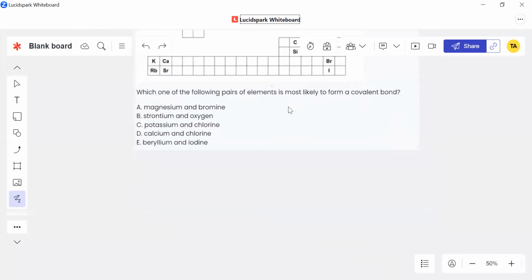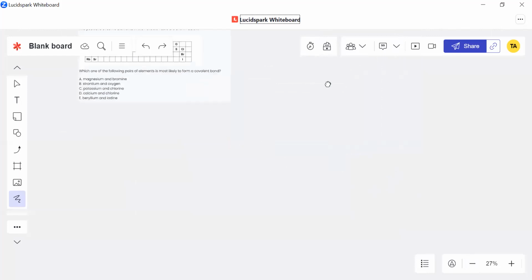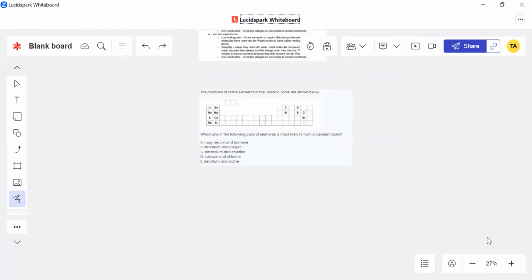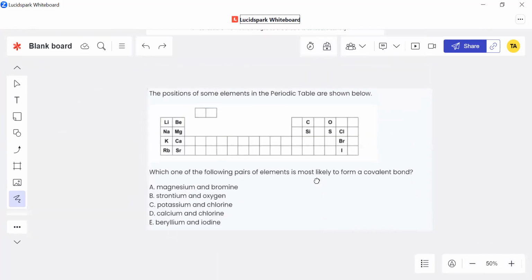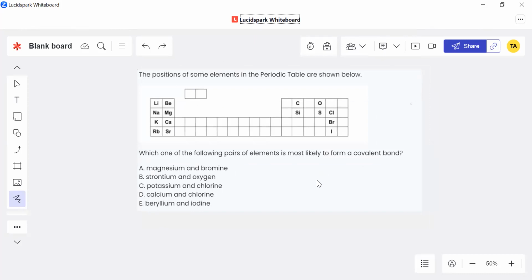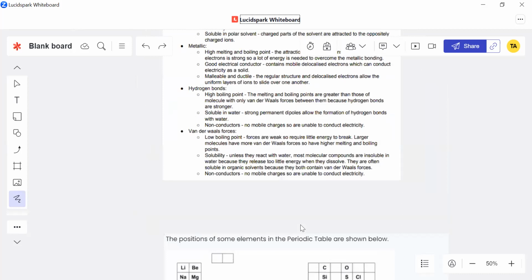Is there anything else? There isn't. So this is pretty much bonding. There is this question. Solve this question. If you can't solve it, I'll solve it on the Discord. I'll send it on the server. Right. So yeah, this is chemical bonding.